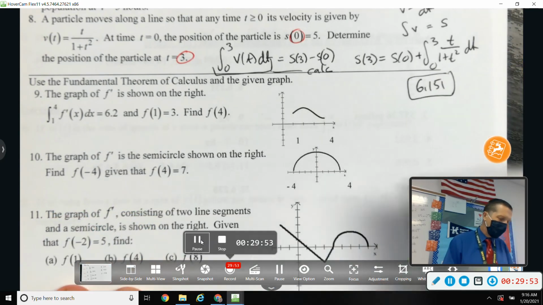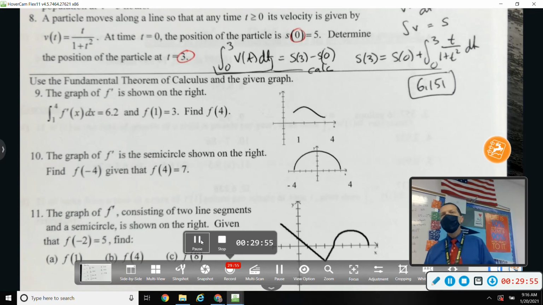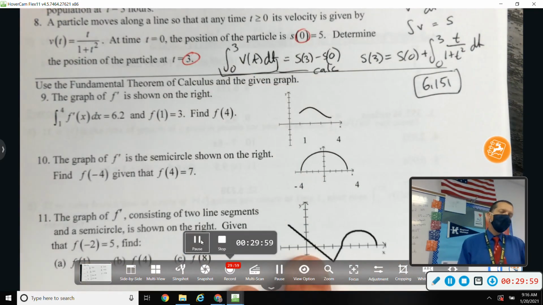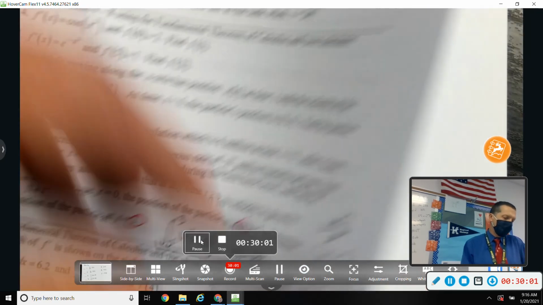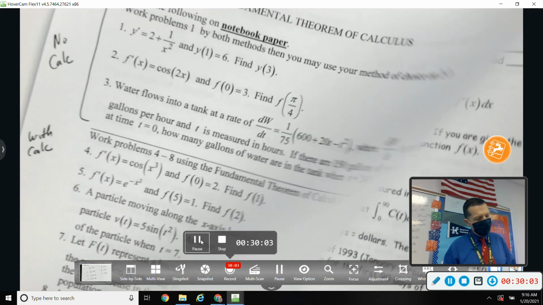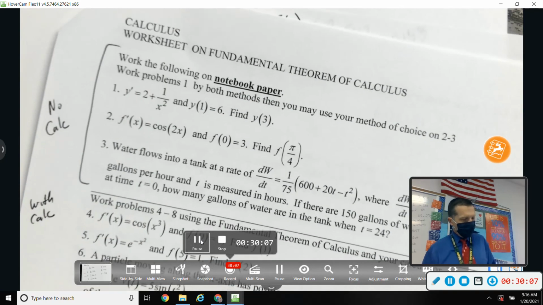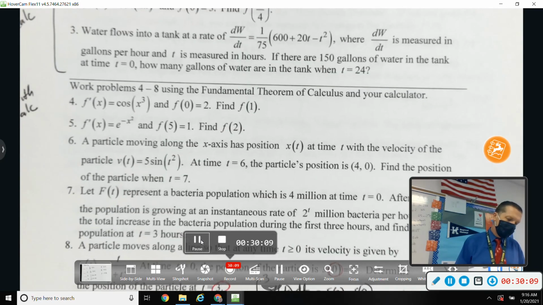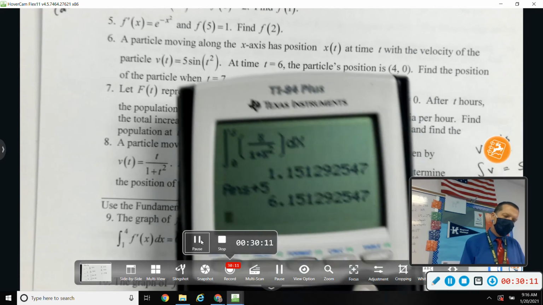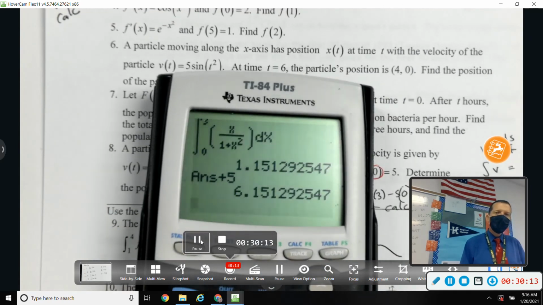That's easy when I do it, isn't it? Answers are on the back. Let's see if we got it right. See if I got it right. Got it. 6.249. Let's say, what was your integral?